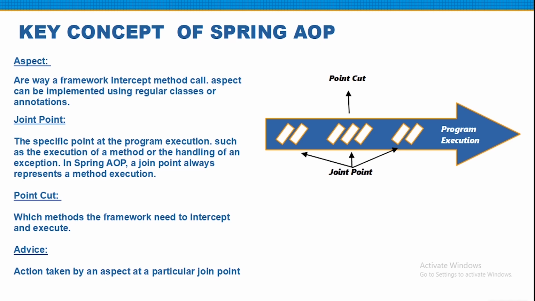We have the join point, the specific point in the program execution, such as the execution of a method or the handling of an exception. In Spring AOP, a join point always represents a method execution. The pointcut defines which methods the framework needs to intercept and execute. Then advice is the action taken by an aspect at a particular join point.